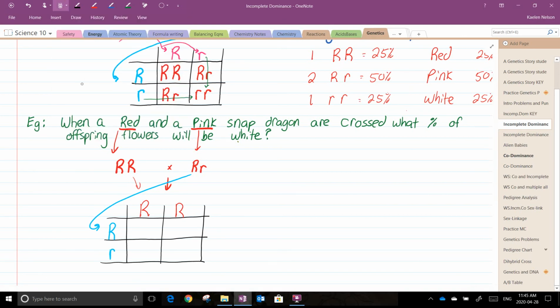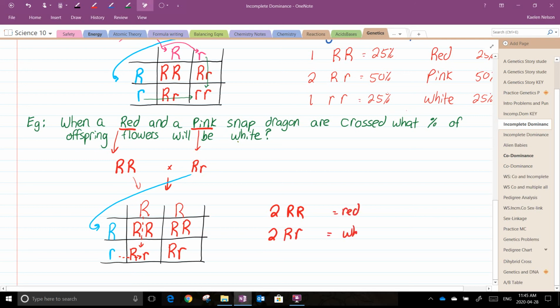And now we'll fill in 2 big R's here. And this one also gets 2 big R's. This one, if I follow down, I get 1 big R and 1 little r. And this one also gets 1 big R and 1 little r. So we have 2 big R, big R, we have 2 big R, little r. These are red, these are white. Nope, sorry, those are not white. Big R, little r is pink. And we have 50% of each.